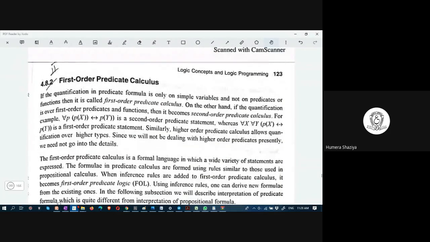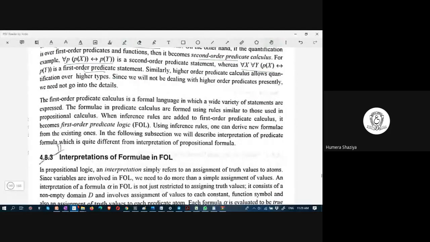First order calculus. If the quantification in a predicate formula is only on simple variables and not on predicates or functions, then it is known as first order predicate calculus. If quantifiers are applied to predicates and functions, then it is known as second order predicate calculus. This one is second order predicate calculus. This one is first order predicate calculus. When inference rules are added to first order predicate calculus, it becomes first order predicate logic.